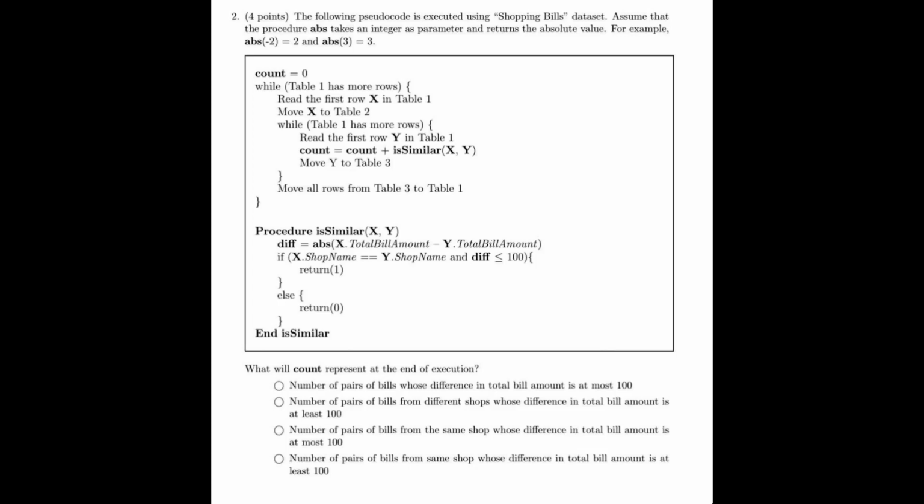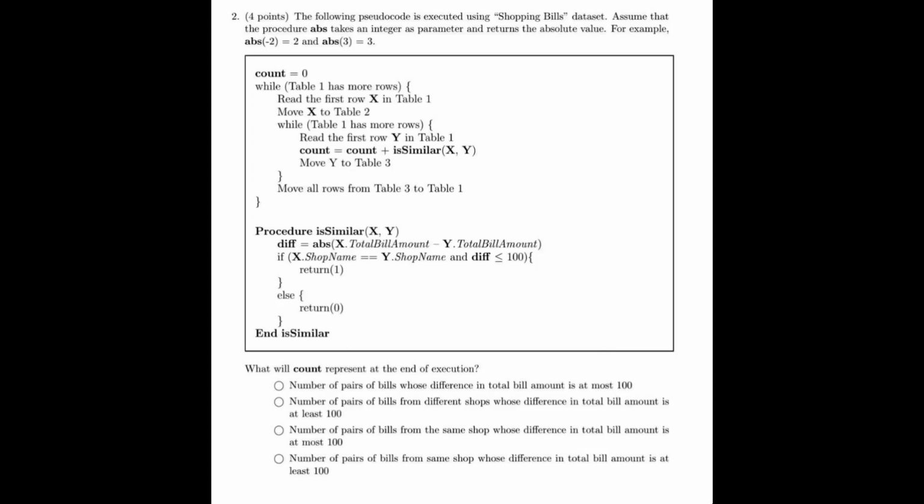Okay, so we can say that count will represent the number of pairs of bills from the same shop whose difference in total bill amount is at most 100. So the correct option is option 3.